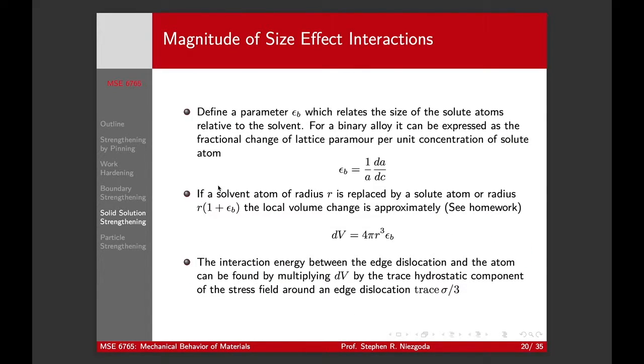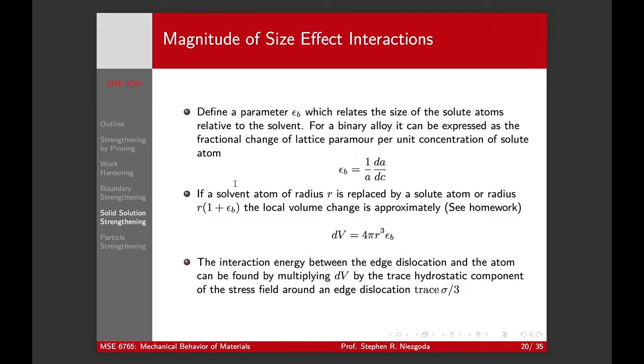But this size effect, right? The fact that my substitutional atom is a different size than the rest of the lattice around it has a strong effect on dislocations with edge character. Okay? So let's look a little bit more carefully at the magnitude of that.